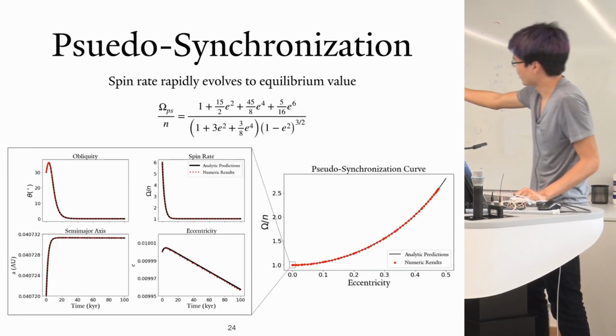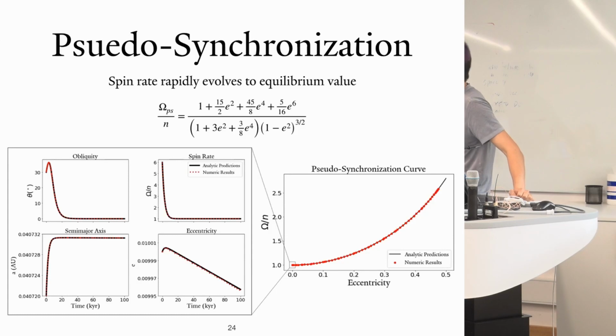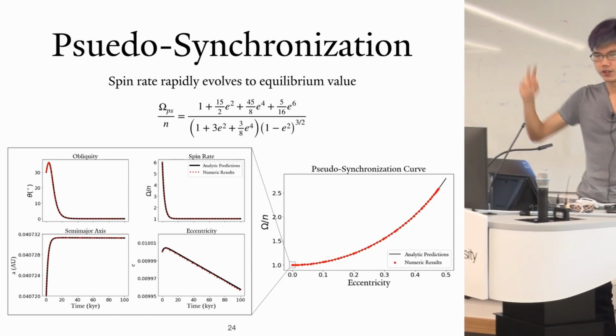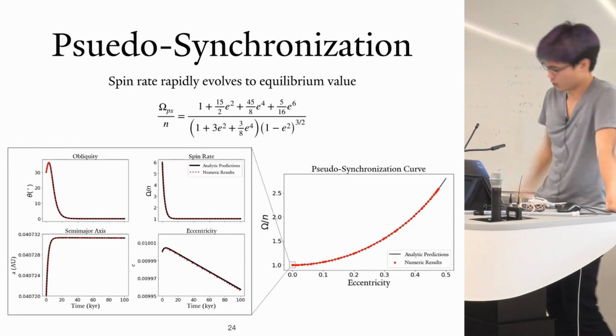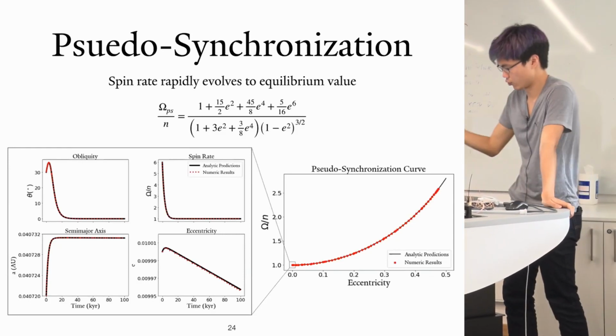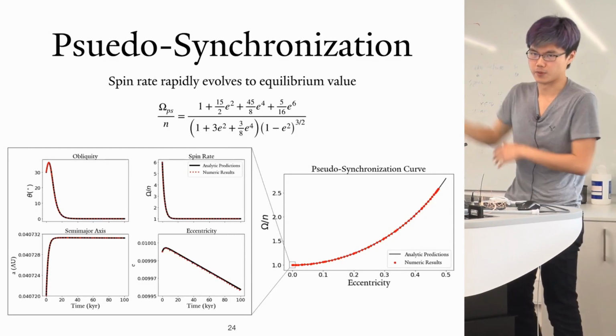Again, the black curve here is the analytic prediction of what the pseudo-synchronization curve should be, and the red points are the results from our simulations. And again, there's fantastic agreement between the analytically predicted pseudo-synchronous curve and our numeric results.